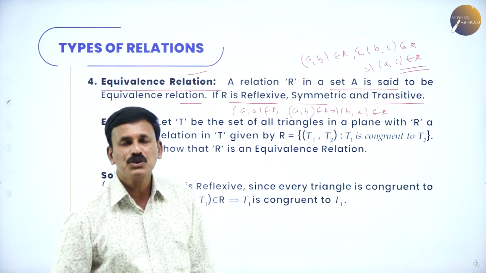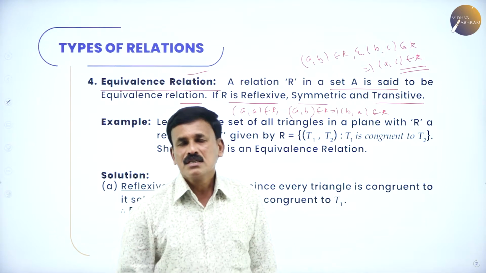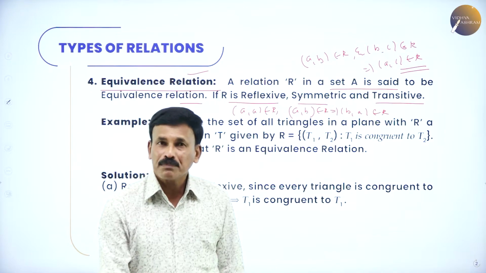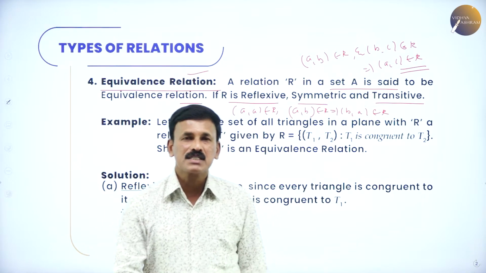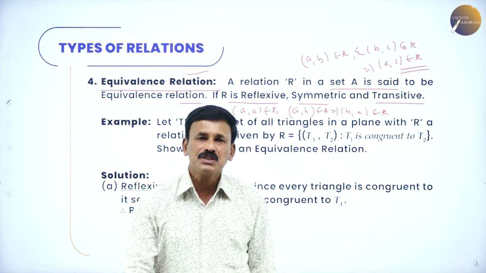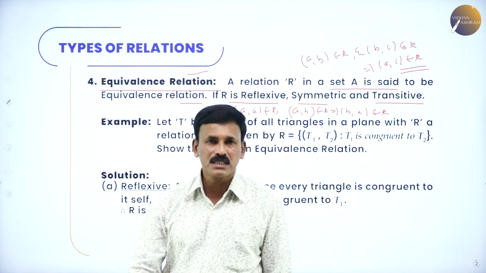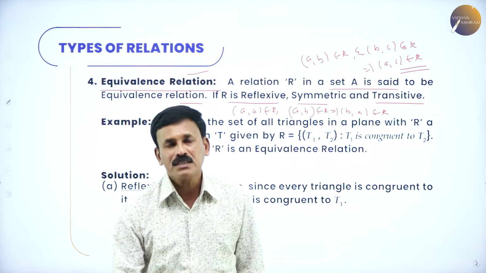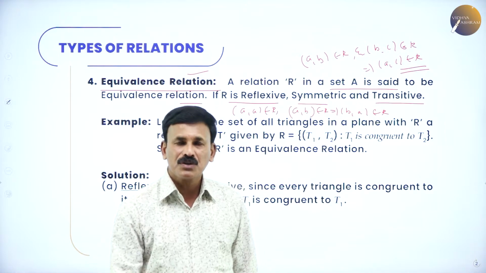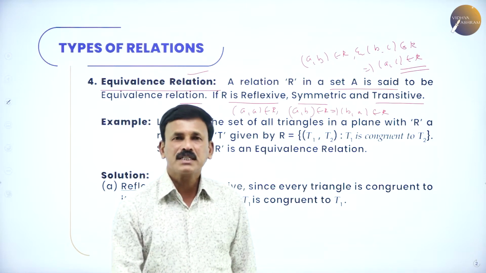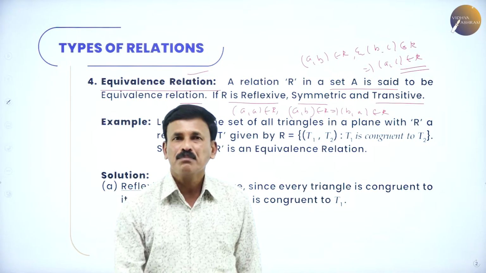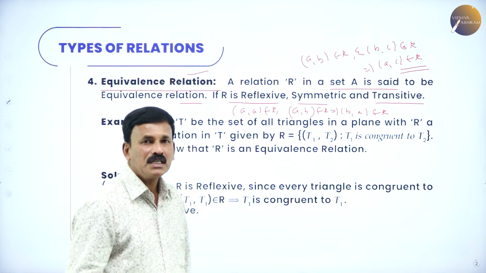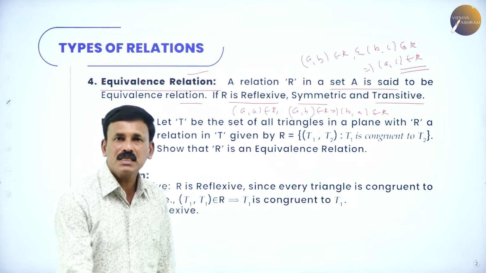Let us take an example. Usually we discuss problems like the set of all lines parallel to, perpendicular to, or the set of all triangles congruent to, similar to. These are the types of problems we usually discuss in this session, for reflexive, symmetric and transitive, that is, an equivalence relation.